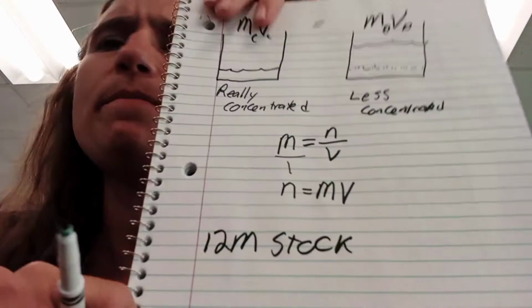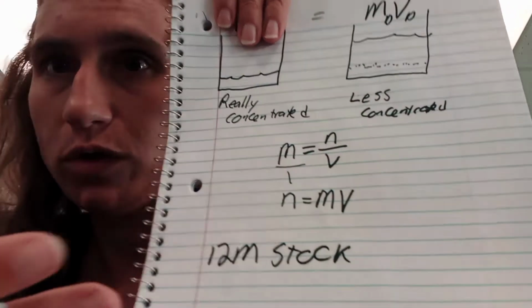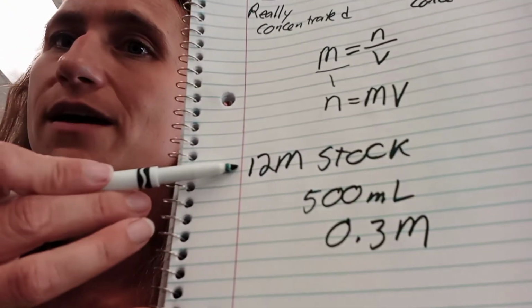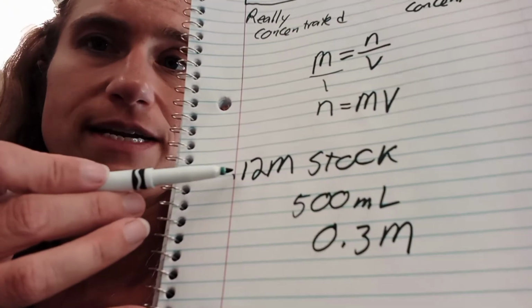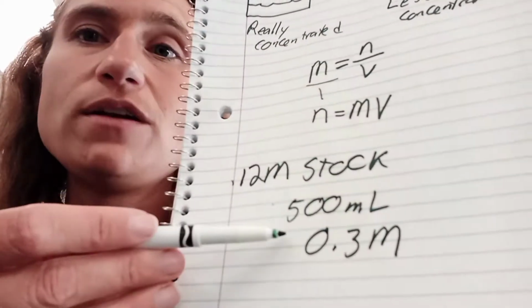So how do we use that? Well, let's say that I have a 12 molar stock solution, okay, and I know that I want to make, say, 500 milliliters of 0.3 molar. We'll write that down. Okay. Well, I know right now the molarity of the stock solution, which is always the concentrated, again. I know the volume that I want to make of the dilute solution, and I know the concentration that I want of the dilute solution.